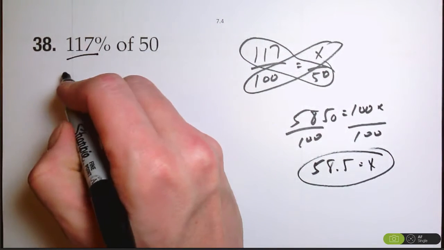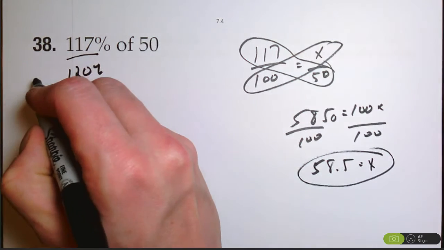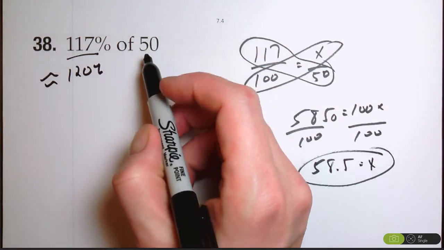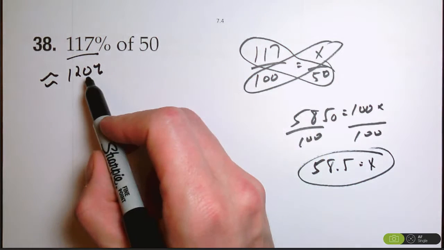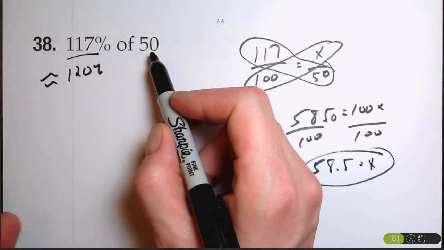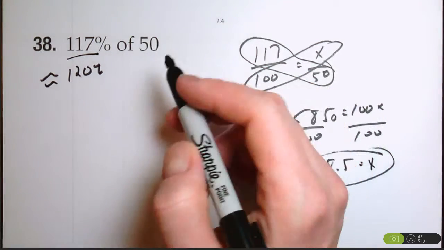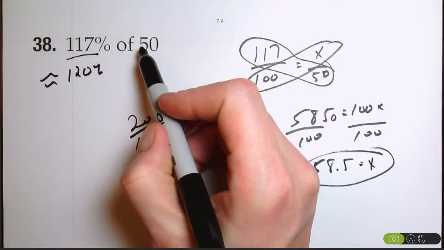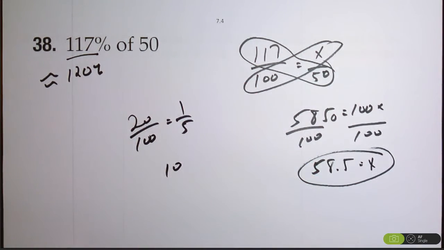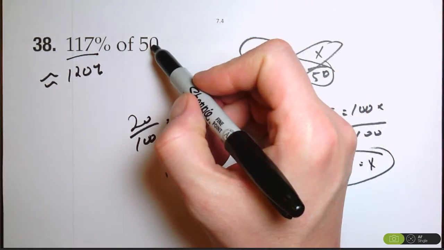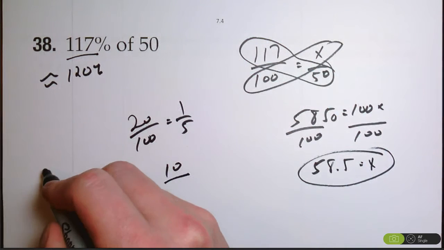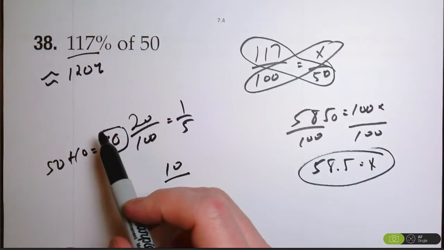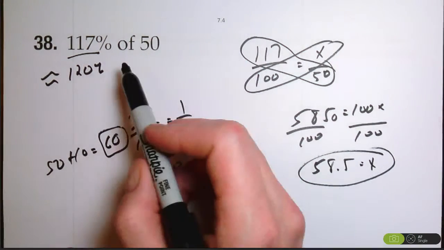And this is about 120%. Okay. Well, 100% of 50 is 50. If I could find 20% of 50, which is 1/5 of it, again, 20 out of 100 is 1/5. A fifth of 50 is 10. So I could take 50, add 10 to it, I get 60. That's kind of my approximation for 117% of 50.